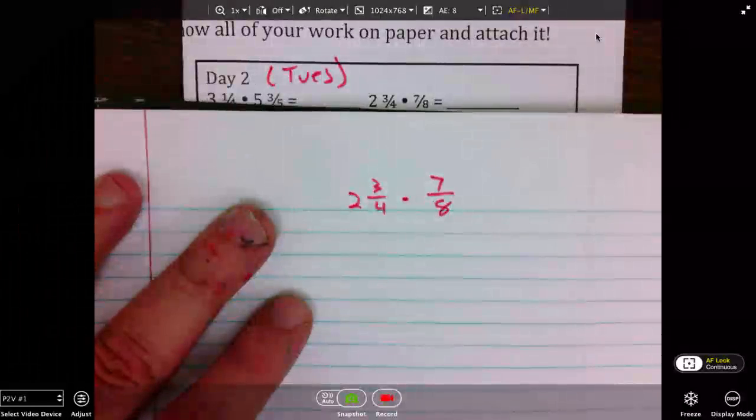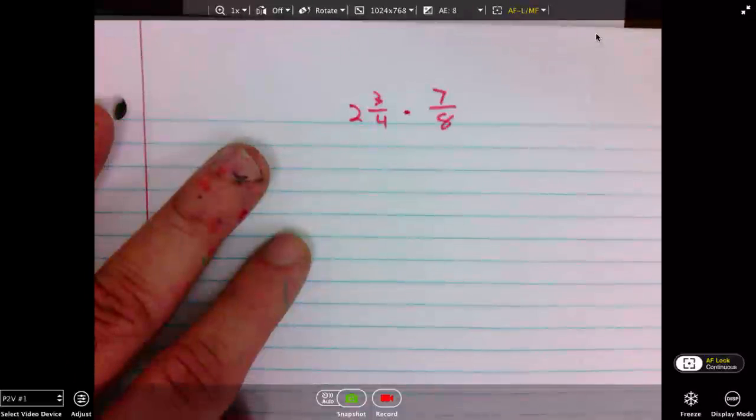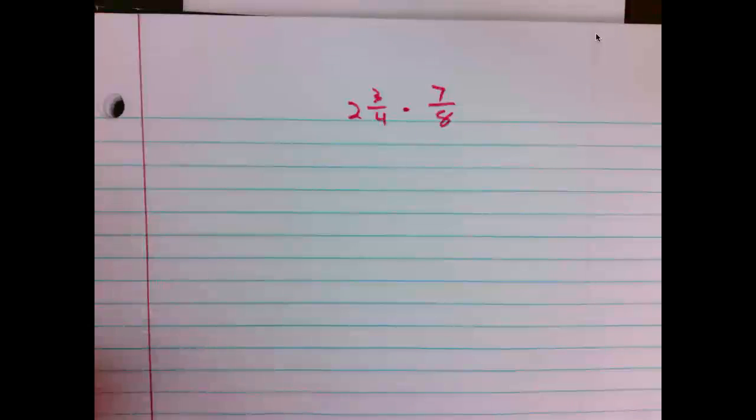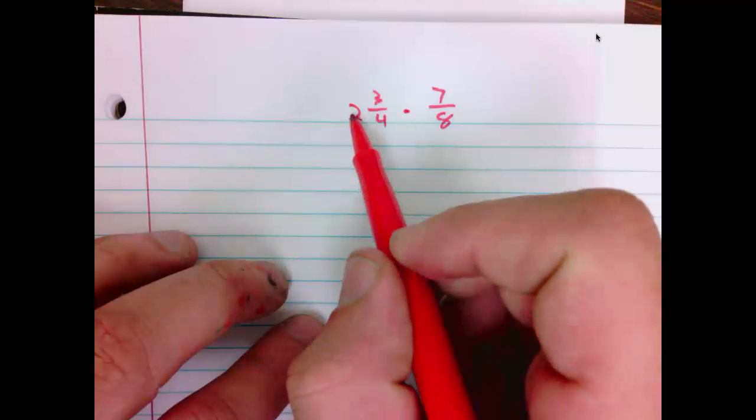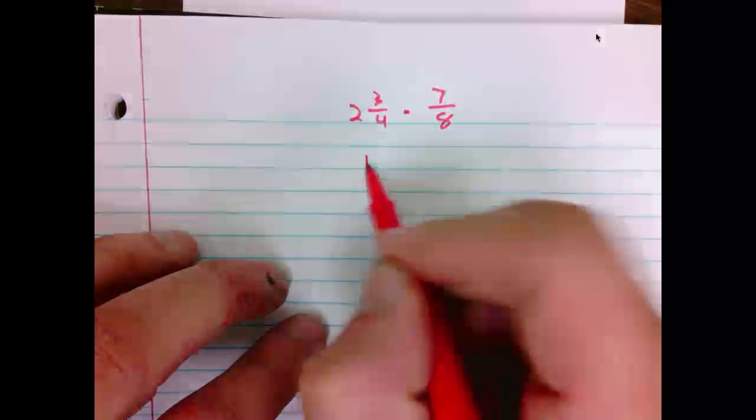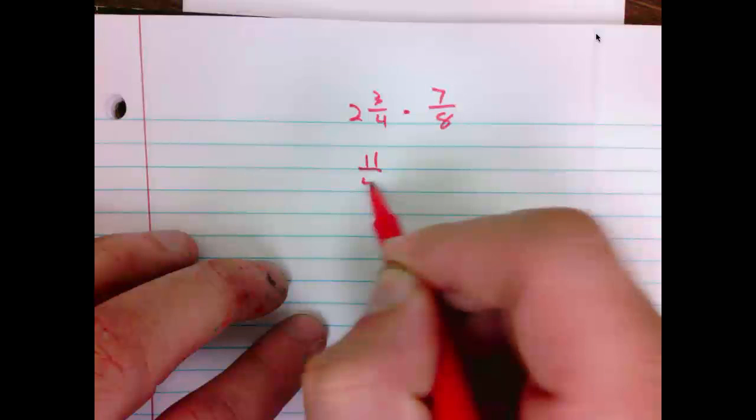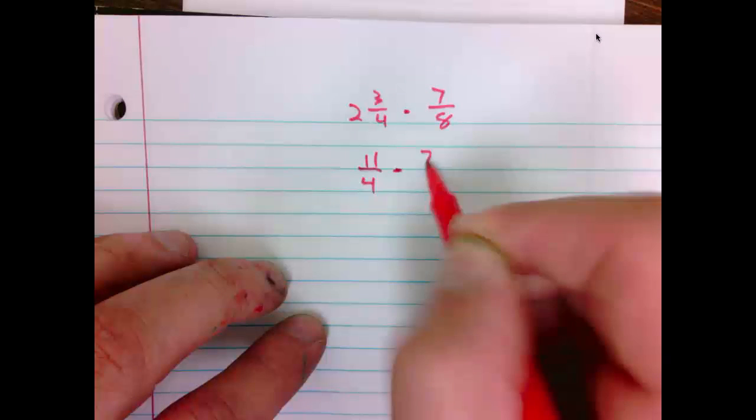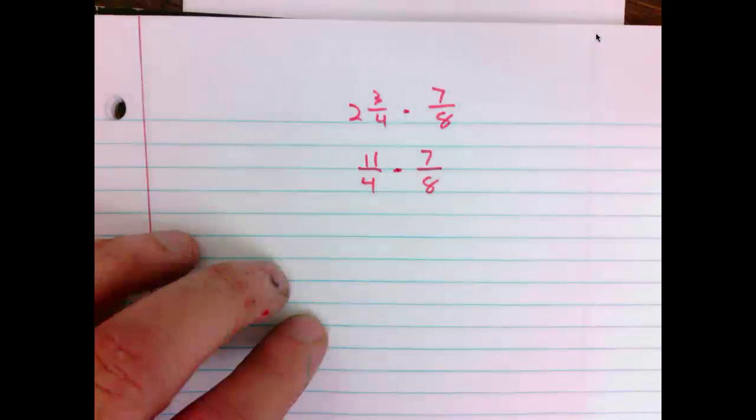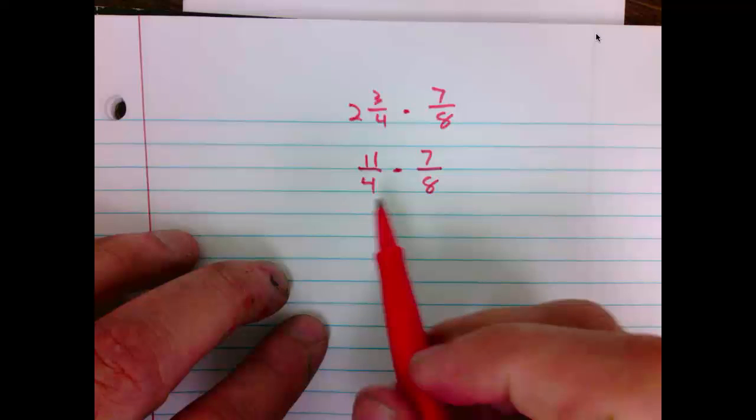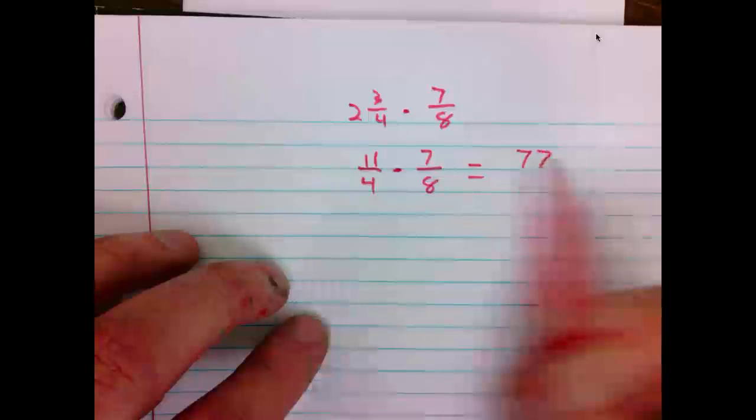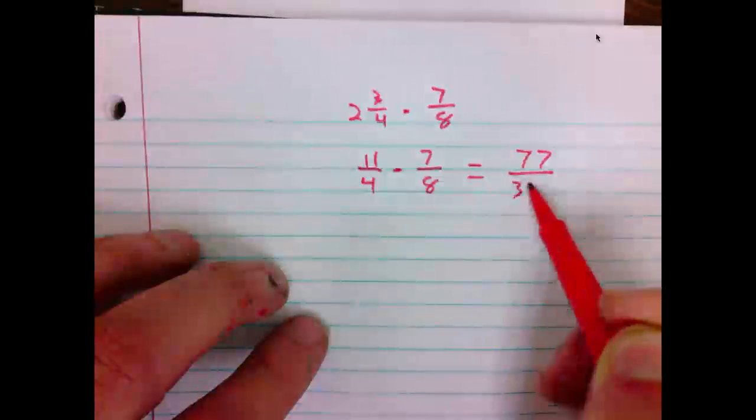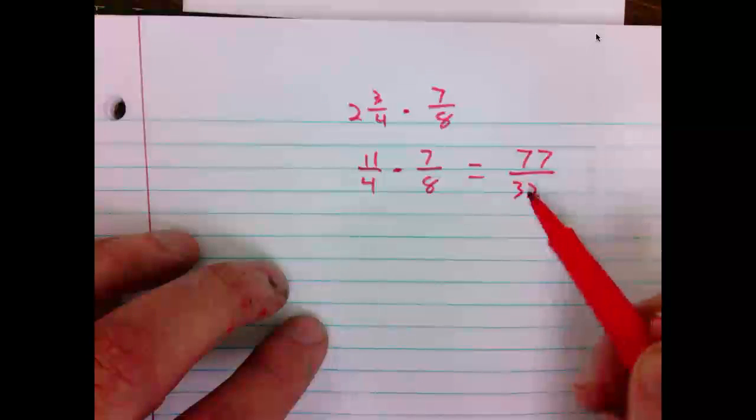Well, I don't need a common denominator when I'm multiplying fractions, but I do need to convert these into improper fractions. 2 times 4 is 8, plus 3 is 11 over 4. 7 over 8 can remain the same. Now, if it's possible, I want to do some reducing. Unfortunately, there is no reduction to be had here. 11 times 7 is 77. 4 times 8 is 32. We have 77 over 32.